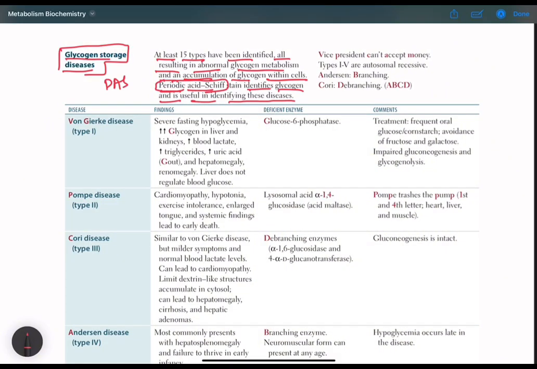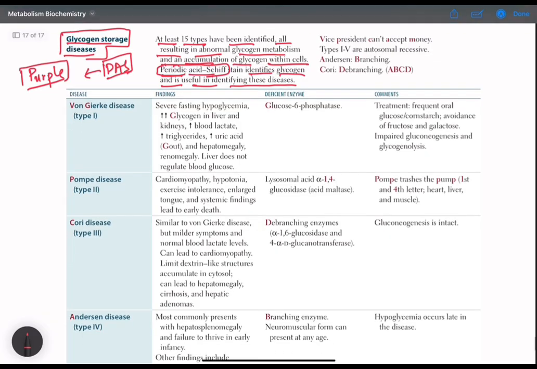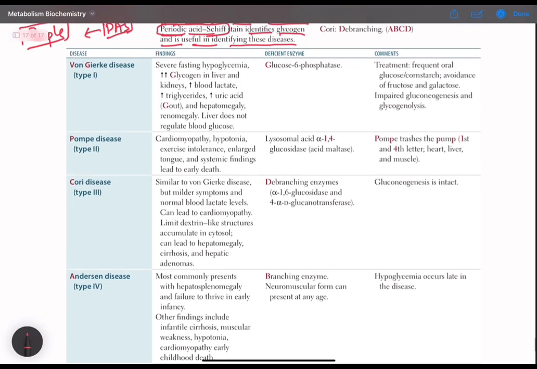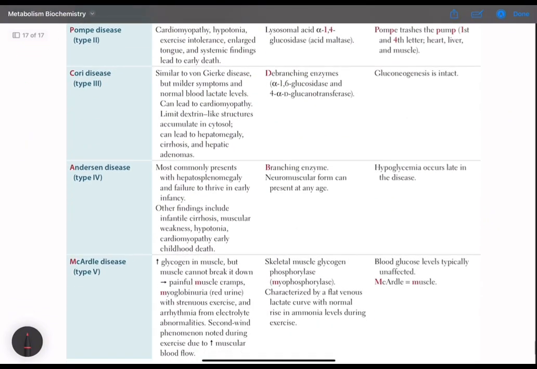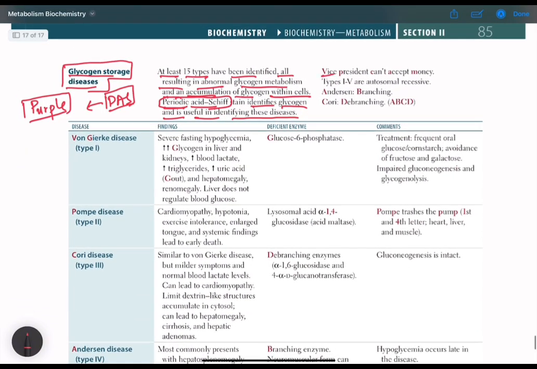it converts complex carbohydrates into purple or magenta color, and thus cells having glycogen stored in them will be visualized under microscope using PAS or periodic acid Schiff stain. So this can be helpful in diagnosing glycogen storage diseases. But from USMLE Step 1 point of view, the first 5 are important, and the mnemonic for this is vice president can't accept money.